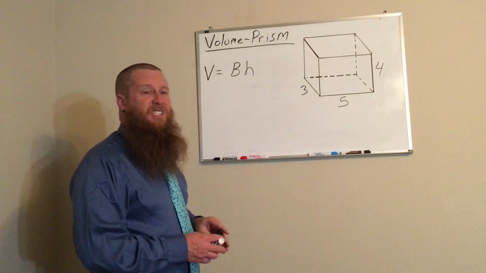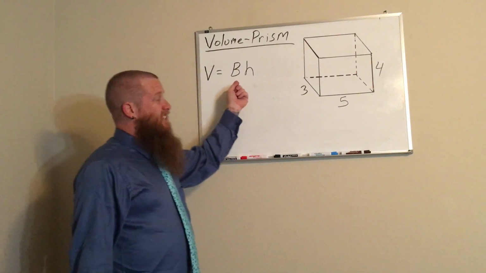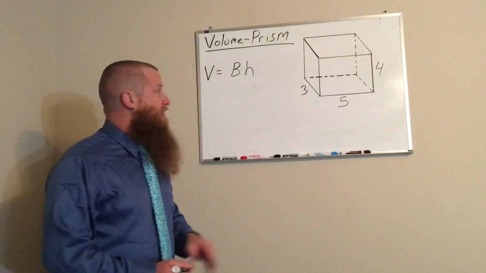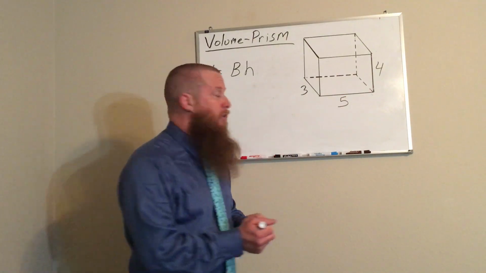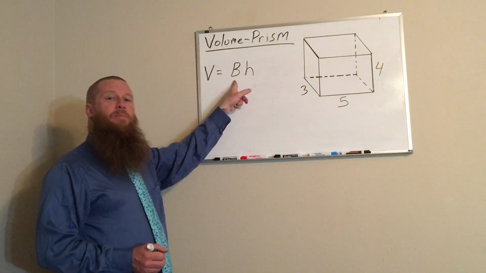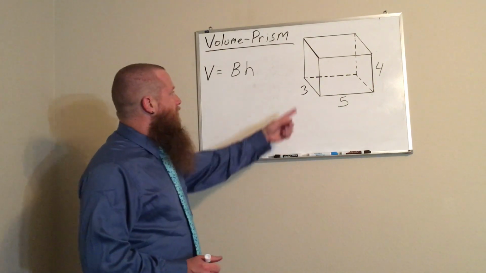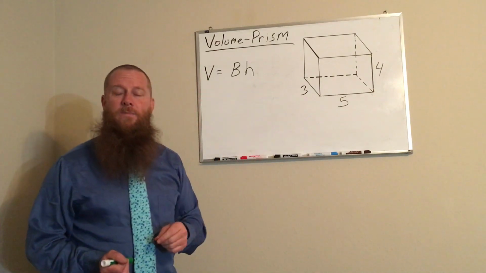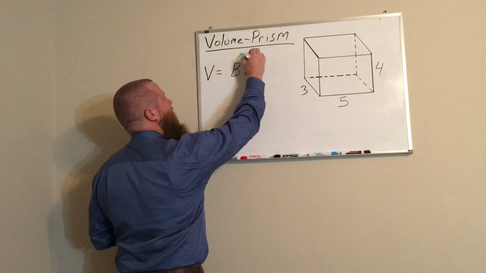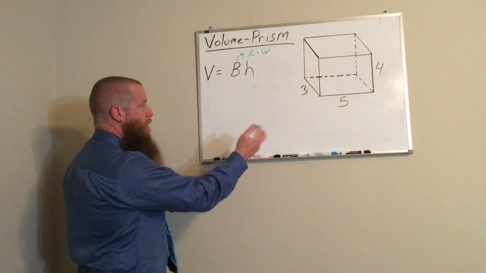Now I know the number one mistake that students make is this B. Most students think that this B stands for base, and they always pick 5 as their base, which is incorrect. The problem is that 5 is a base of a rectangle, which we refer to with a lowercase b. When you see a capital B, it actually means area of the base. And you can see that the base of this prism is a rectangle, so we need the area of the base. So what I like to do is change this to length times width, which gives us the area of the base.